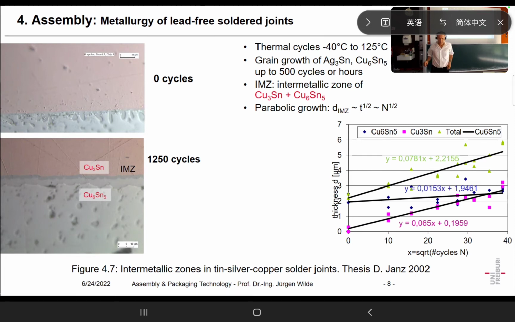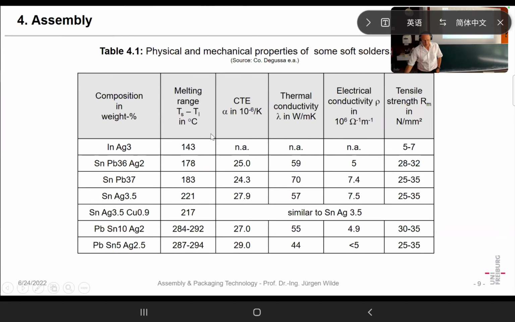Okay, in that case, I must say it was not 150, it was 125, but in all later projects, we went to 150 degrees centigrade.